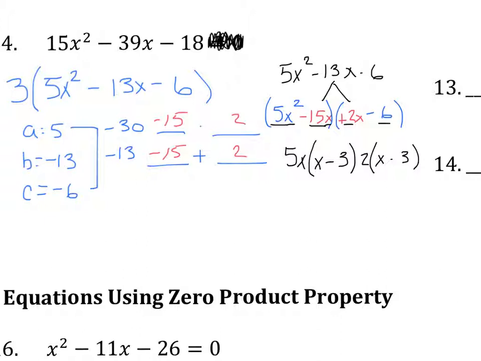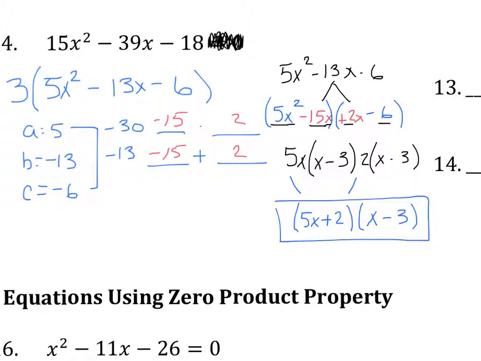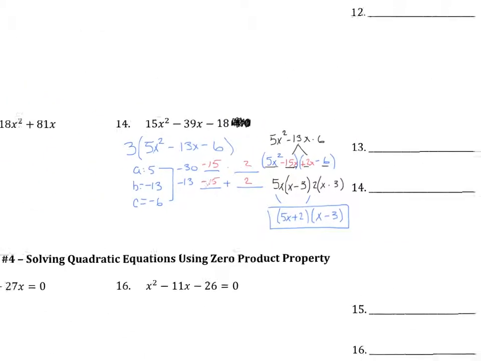The last step is to finally take what's on the outside, put it in its own set of parentheses, so 5x plus 2, and then what was inside the parentheses comes down, and that is the long way. Okay? So that's factoring using GCF. Now again, rule of thumb, you should always see if there's a GCF in any problem that you do first. You always want to try to factor as much as you can to make your numbers easier. Okay, so that's that.